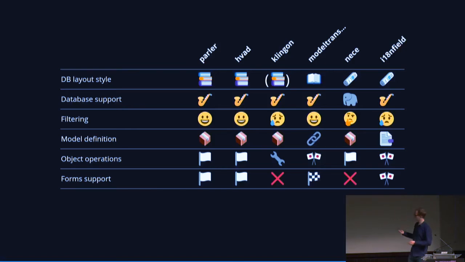In the I18N field case, the custom model field type comes with a custom form field class, which comes with a custom widget that allows you to edit the various translations within one widget that is composed of multiple input boxes, which is what you've seen in the screenshot before.